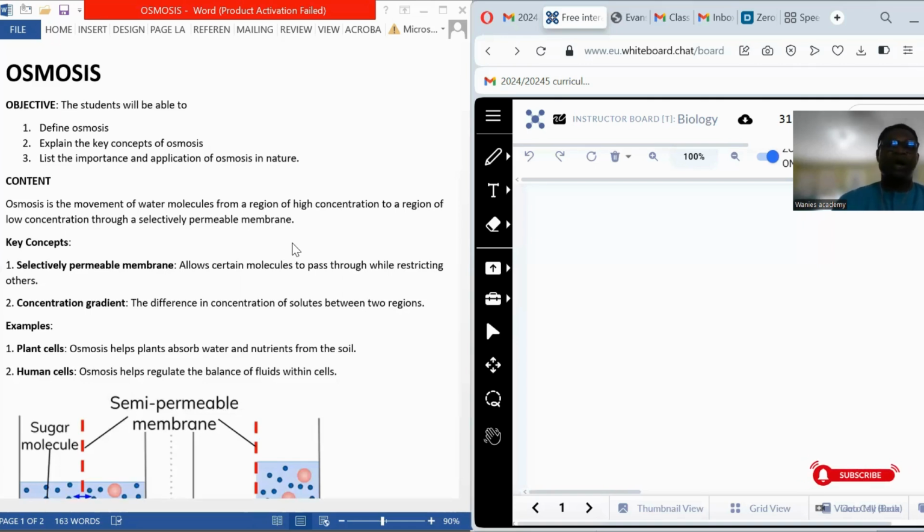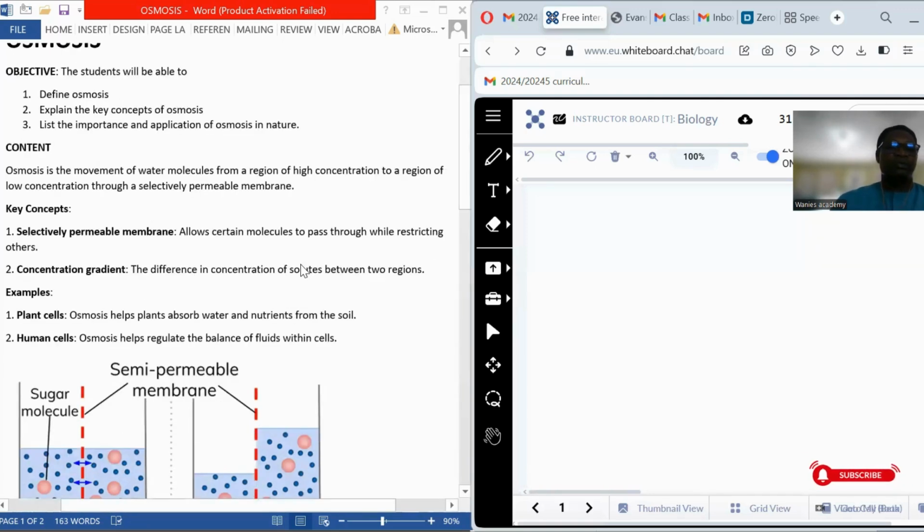Take, for example, when you have water and a solution of salt. The solution of salt will admit more water molecules to come into its cell, while the water will give its content to the salt solution. So selectively permeable membrane and concentration gradient are the two key concepts in osmosis.